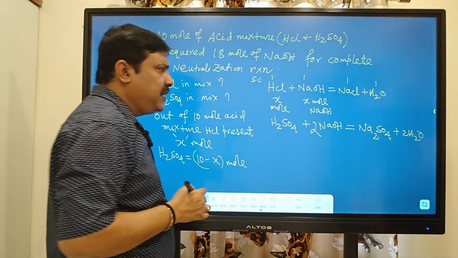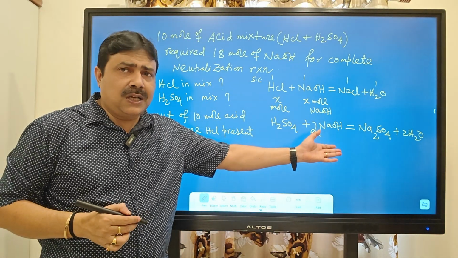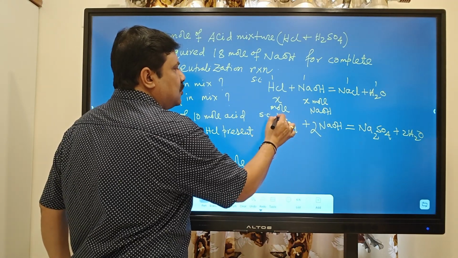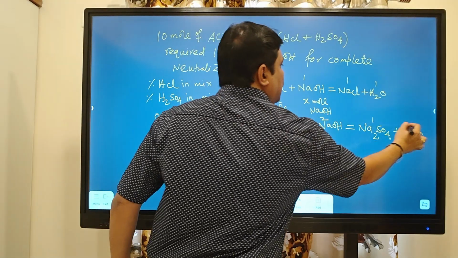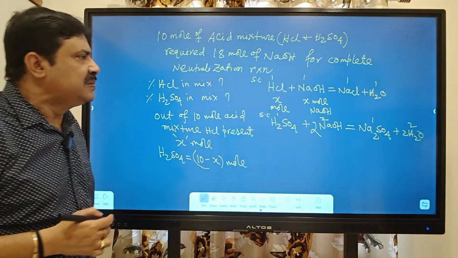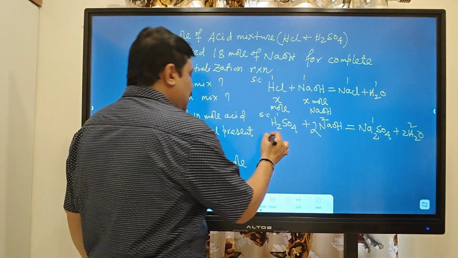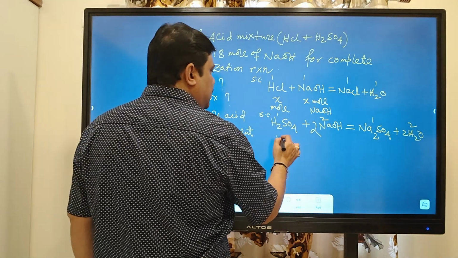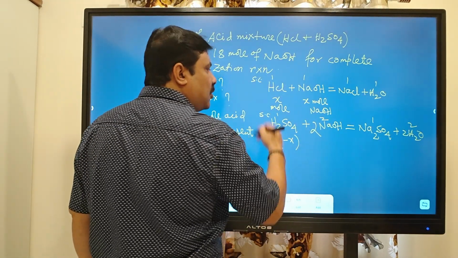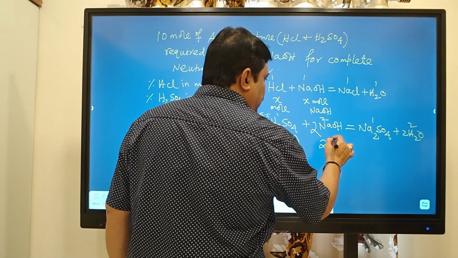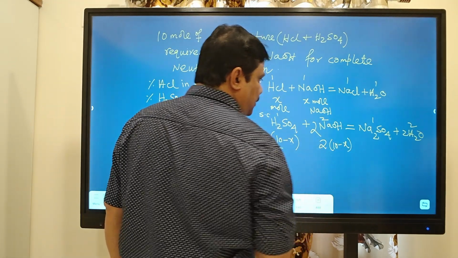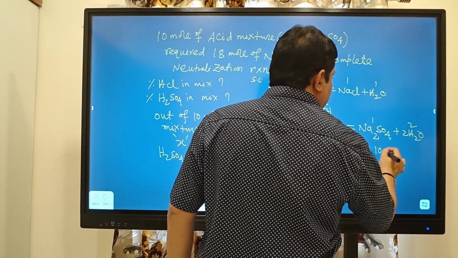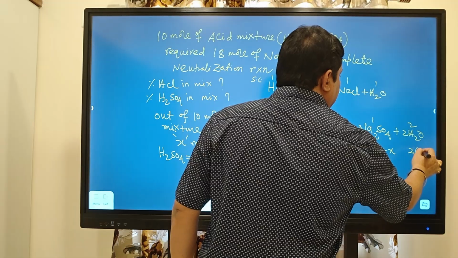That means 1 mole of H2SO4 reacts with double the amount of NaOH, meaning 2 moles of NaOH, because of the stoichiometric coefficients 1, 2, 1, 2. Now, in the acid mixture, how much H2SO4do we have? 10 minus x moles. So 10 minus x moles will react with double the amount of NaOH, that means 2 into (10 minus x) of NaOH. Yes or no?